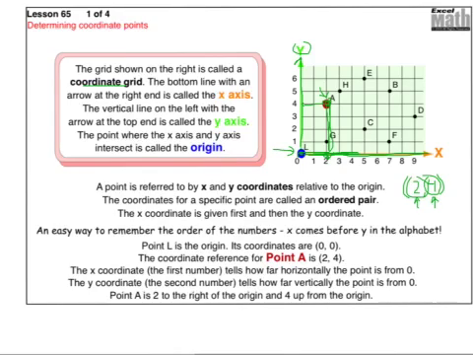All right, and then it says point L is the origin right there, 0, 0. We'd say that's at 0, 0. All right, so that's how you find points on a coordinate grid. Now we're going to try some problems.